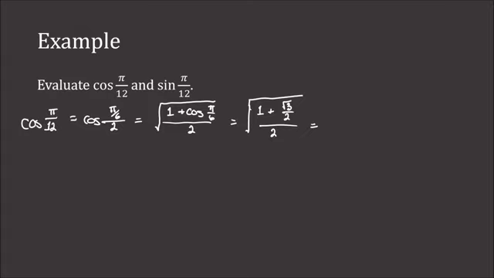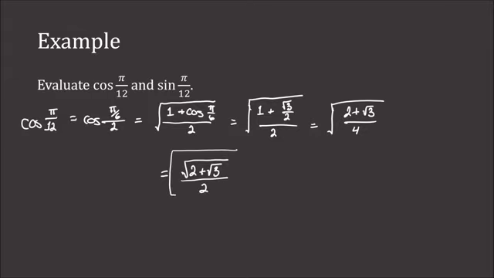If we go ahead and simplify this, we get the square root of 2 plus root 3 all over 4. And continuing to simplify, we get the square root of 2 plus root 3 all over 2. So this is for cosine of pi over 12.